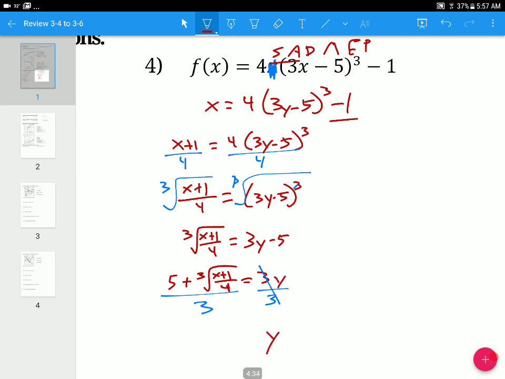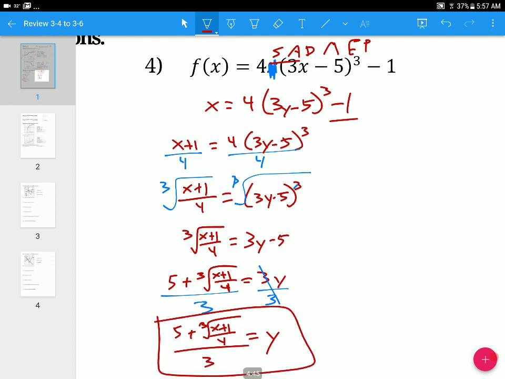So y equals 5 plus the third root of (x plus 1) over 4, all divided by 3. And that is your final answer.